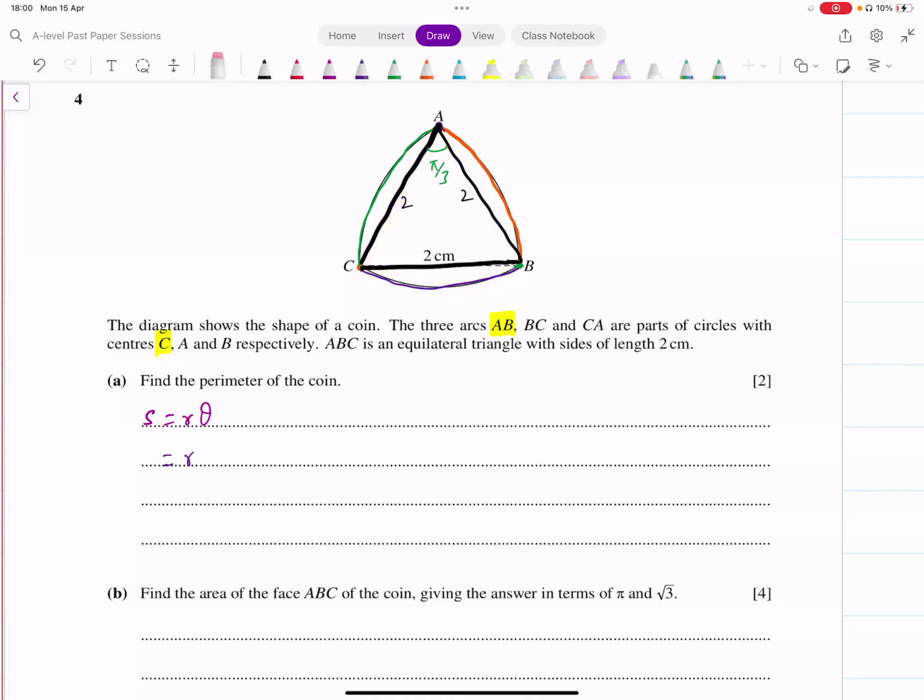So what's the arc length then? Radius is 2 into pi over 3. And that gives you 2 pi over 3. That's one arc length. So what's the perimeter then?